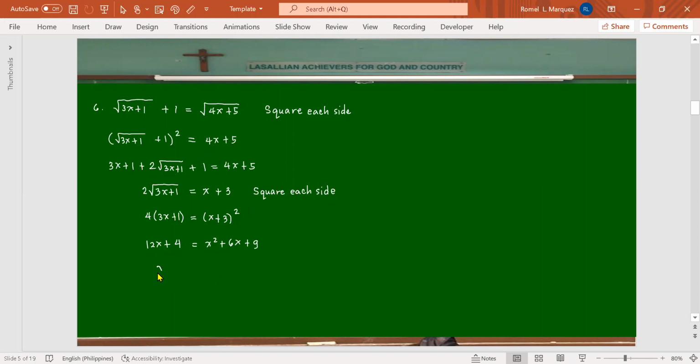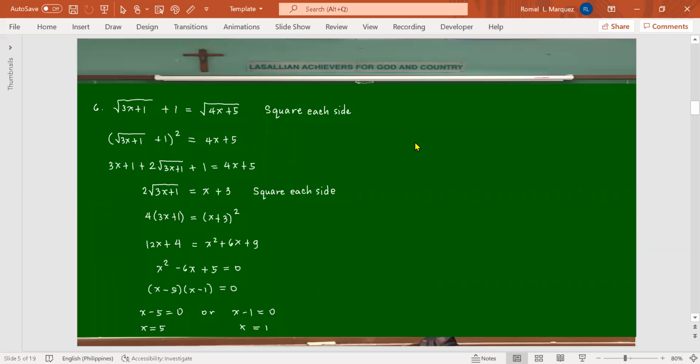So let's transpose everything on the right side. X squared, 6x minus 12x is negative 6x. 9 minus 4 is positive 5. I think this is factorable into x minus 5, x minus 1. Right? So equating its factors to 0. For the first equation, we have x equals 5. For the second equation, we have x minus 1 equal to 0, x equals 1.